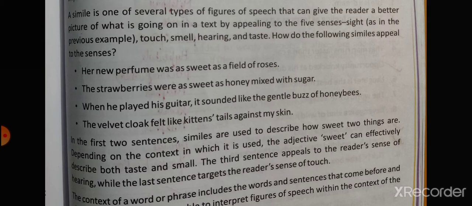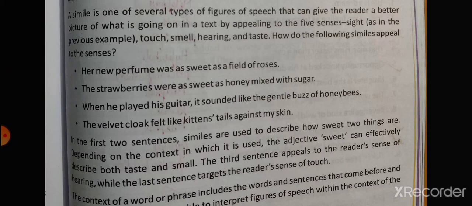This was also positive because honey mixed with sugar actually tastes really good. When he played his guitar, it sounded like the gentle buzz of honey bees. Here it is giving a very negative impact because the gentle buzz of honeybees is not something that we would want to hear. And if somebody is playing a guitar, it should actually be very melodious, right? It should be like a sound, not a noise. The velvet cloak felt like a kitten's tail against my skin. So this is also giving us a negative impact because who would want a cat's tail against the skin?